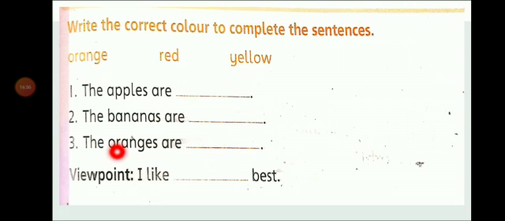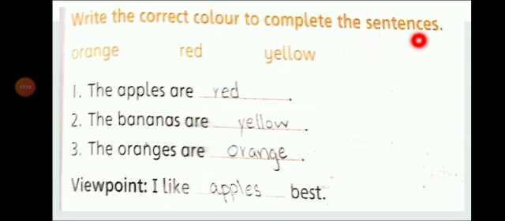Now let's move towards the viewpoint. What do we mean by viewpoint? That is, what's your view? What's your choice about that specific thing? I like blank best. Here you have to write down the fruit of your own choice which you like the most. So if you ask me, I would like to write here apples. So I will write I like apples best. So you can write here the fruit of your own choice. Now let's move towards the answers and check if you have done it correctly or not.